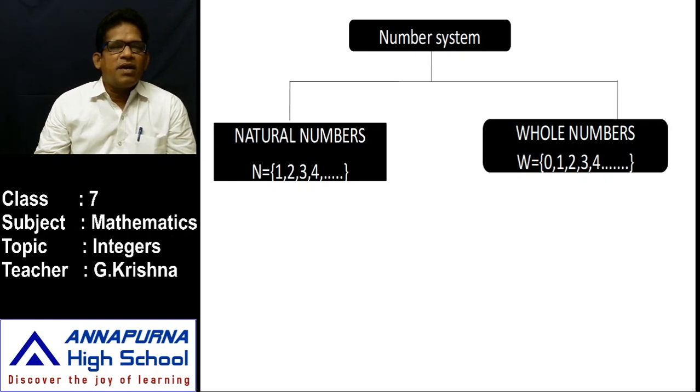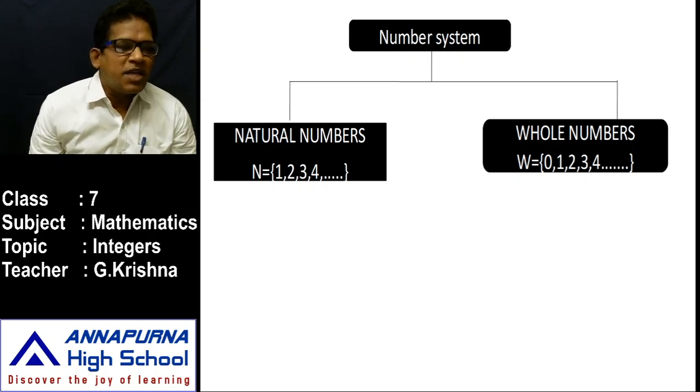The second one is whole numbers. Whole numbers start from 0 and end with infinite. They are denoted by W. If you observe the natural numbers and whole numbers, the difference between them is only one thing, that is 0.